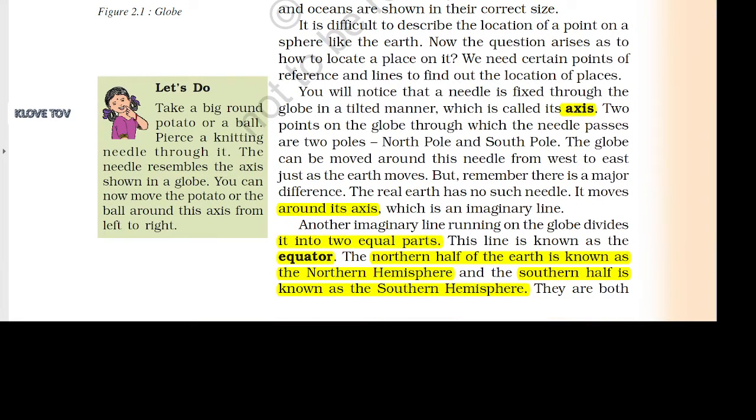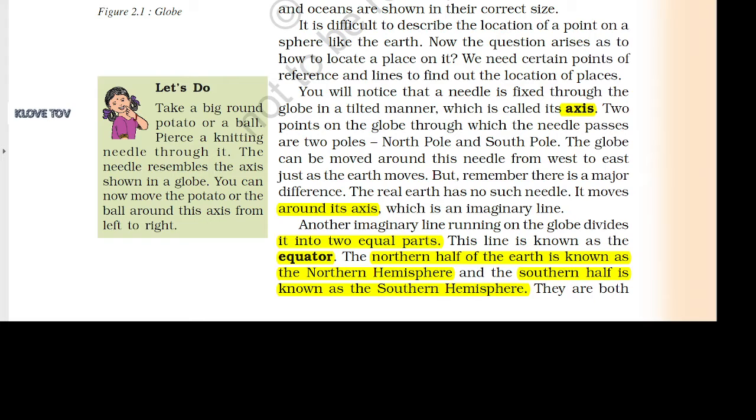It is difficult to describe the location of a point on a sphere like the Earth. Now, the question arises as to how to locate a place on it. We need certain points of reference and lines to find out the location of places. You will notice that a needle is fixed through the globe in a tilted manner, which is called its axis. The two points on the globe through which the needle passes are the two poles, North Pole and South Pole.